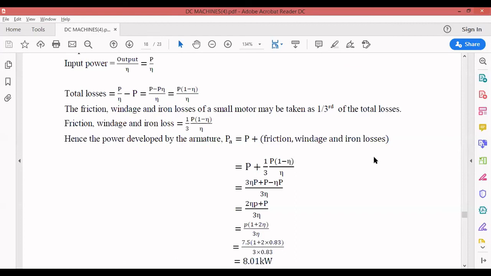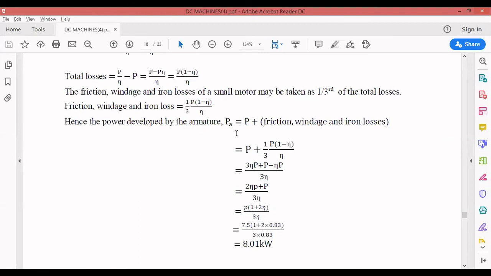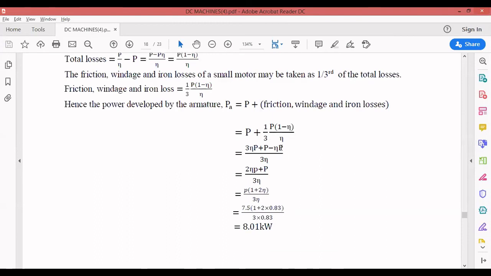Since they are not given regarding the armature current or armature losses, we are taking what? Friction, windage and iron losses. That is nothing but 1/3. Now, P is equal to P plus friction plus windage plus iron losses. So P plus 1/3 P into (1 minus eta) divided by efficiency. Just take LCM and you calculate here.